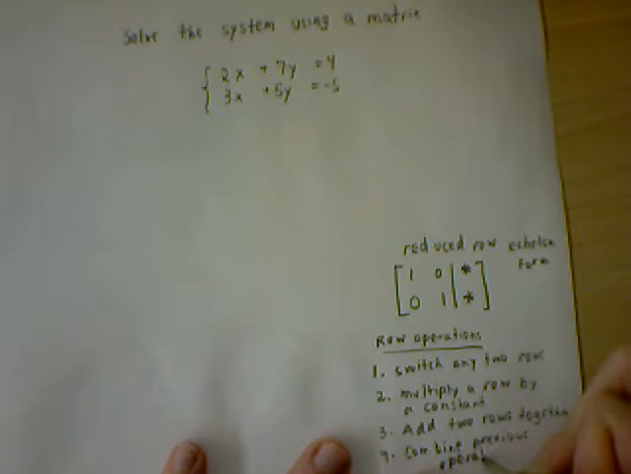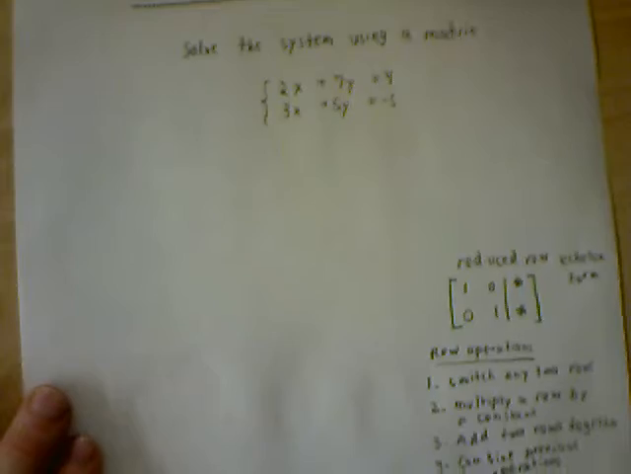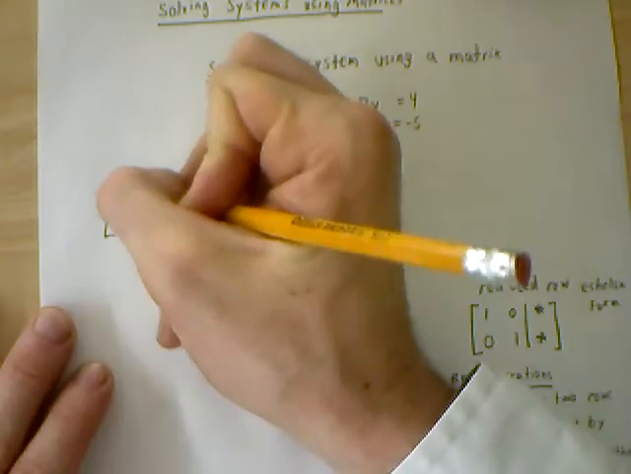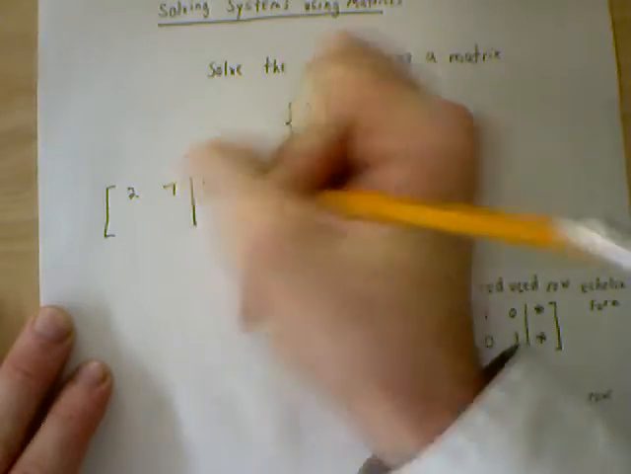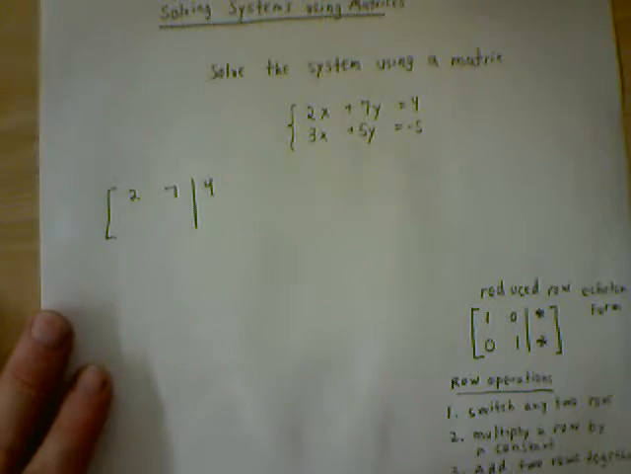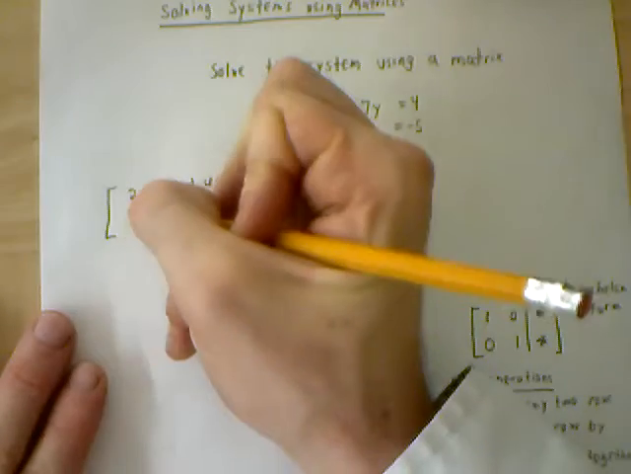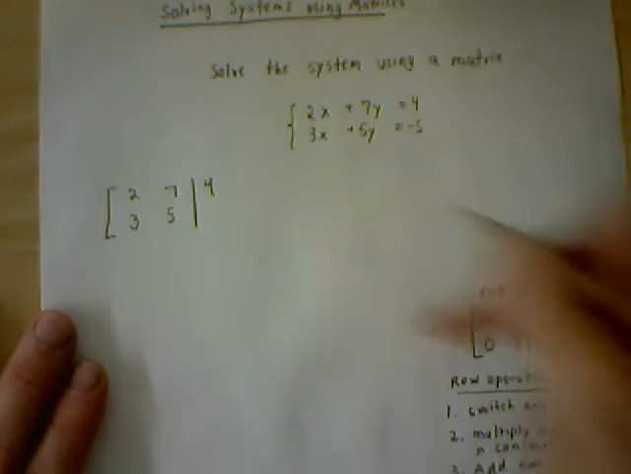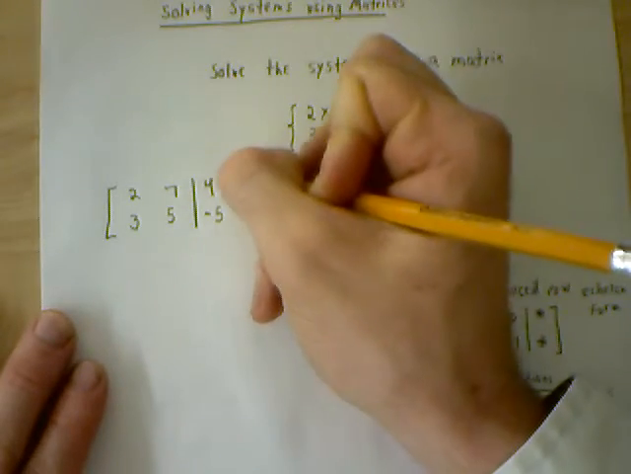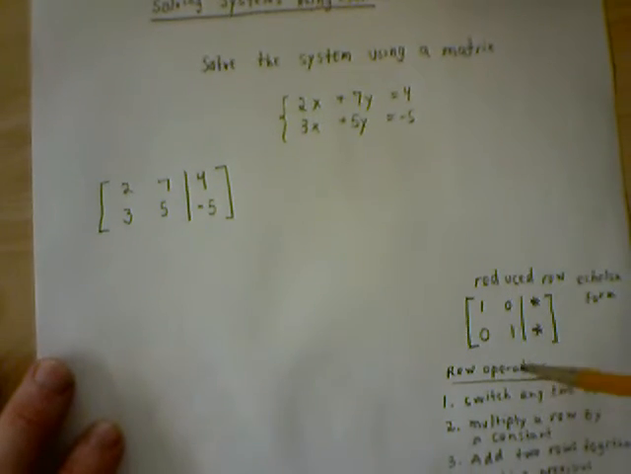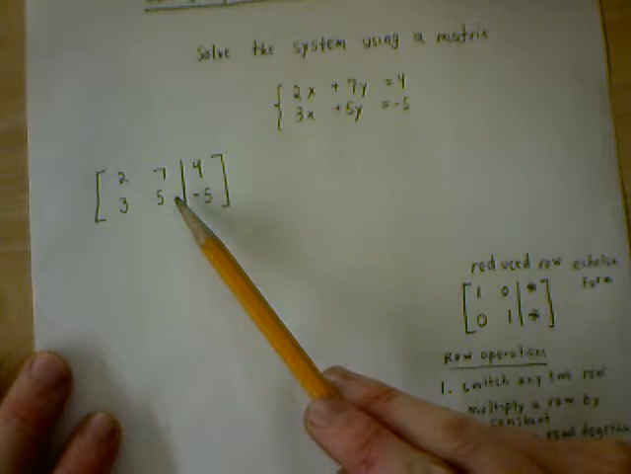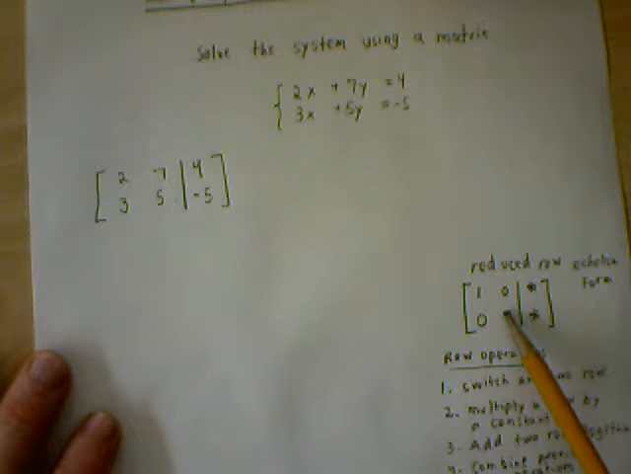So let's go ahead and get started off by writing our system as a matrix. So I have 2, 7, 4. Both of our equations are luckily already set up in standard form. 3, 5y or 5 and -5. Next, using any sequence of these operations, we need to somehow get this matrix to be in this form.